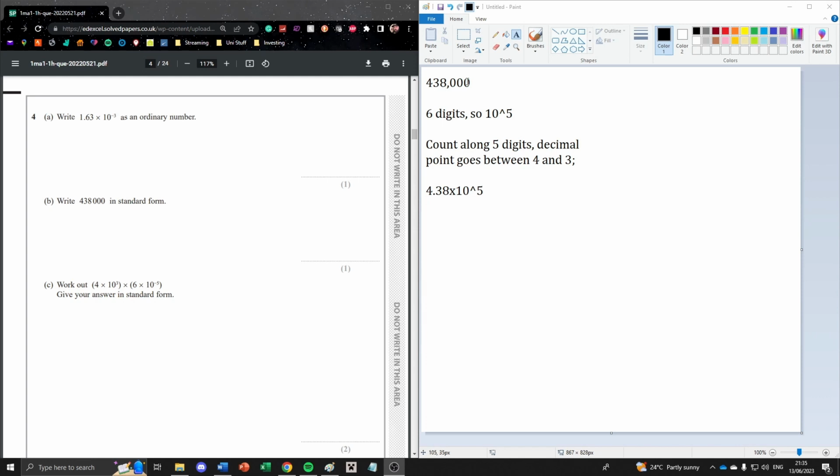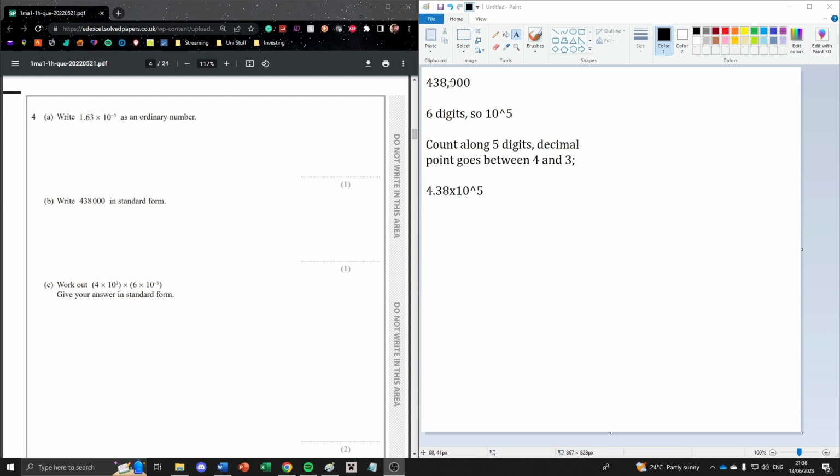So obviously we can imagine if we add the 1 here, it'd be 10 to the 1, 10 to the 2, 10 to the 3, 10 to the 4, 10 to the 5. So starting at where the decimal point would normally be, if we count along 5 digits, we can see where the decimal point should go when we make this into a standard form number. So we go 1, 2, 3, 4, 5. So we can see that the decimal point should go between 4 and 3. So the way we write this number in standard form is 4.38 times 10 to the 5.